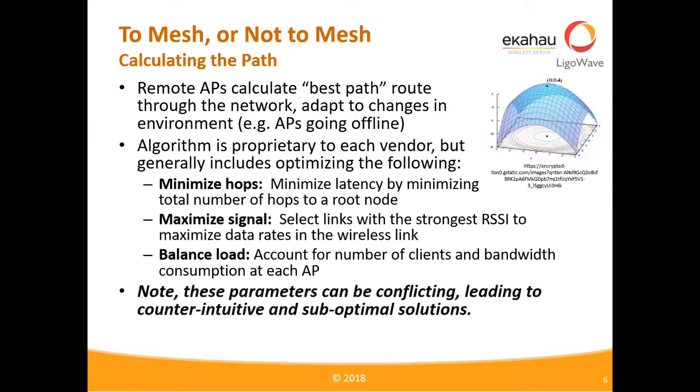I should mention that these parameters, because it's an optimization problem, can actually conflict with one another. And this can often lead to counterintuitive and suboptimal solutions, which means that because I'm trying to optimize over multiple things, the solution that the network and the algorithms come up with, you might take a look at that as a network engineer and go, why the heck did it decide to route traffic that way? Because that makes absolutely no sense. But that's often what happens with these algorithms.